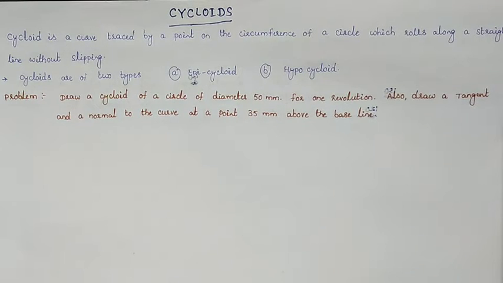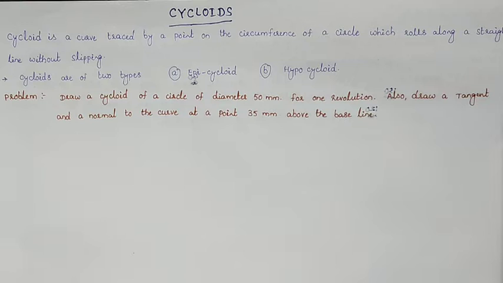Cycloids. So first of all, what do you mean by a cycloid? A cycloid is a curve traced out by a point on the circumference of a circle which rolls along a straight line without slipping. The applications of cycloids are in watches and also in dial gauges.